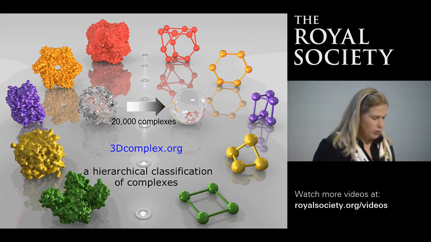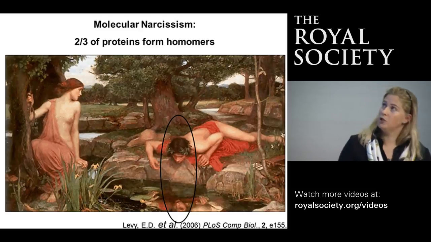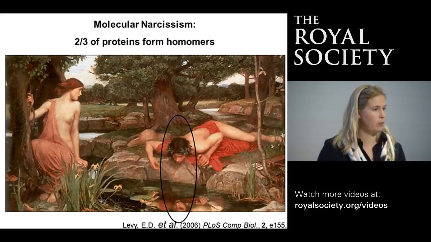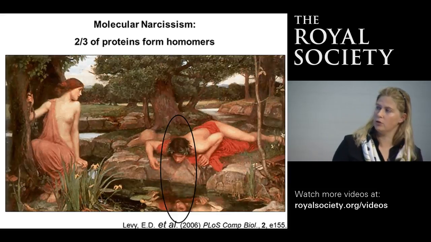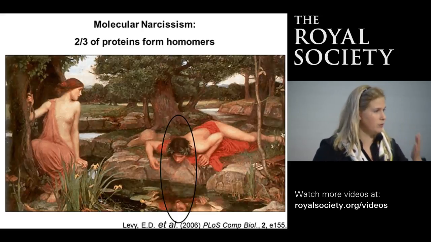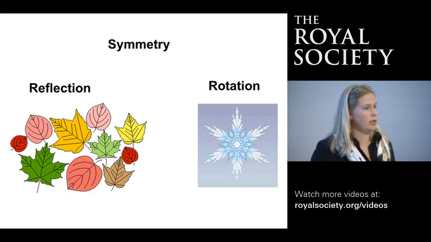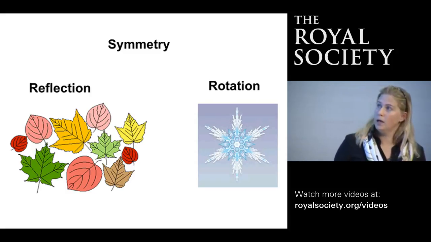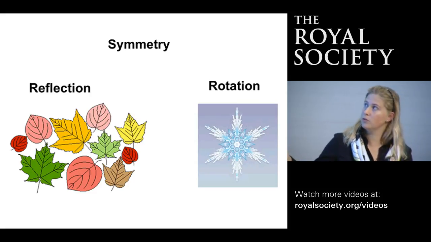And I won't go into the techniques that we use, but what this allowed us to recognize, first of all, was the fact that the majority of proteins in genomes in the protein universe are homomers. So two-thirds of proteins are homomers, kind of way more than you might expect. And the postdoc who worked on this called this molecular narcissism. So this is Echo and Narcissus, and of course, Ovid's poem, and Narcissus loved staring at himself. So proteins are narcissistic. They love staring at themselves. And they're also very symmetric, as I've tried to indicate. So they are very beautiful in terms of their symmetry, and they're not symmetrical in terms of reflections, but they're symmetrical in terms of rotations.